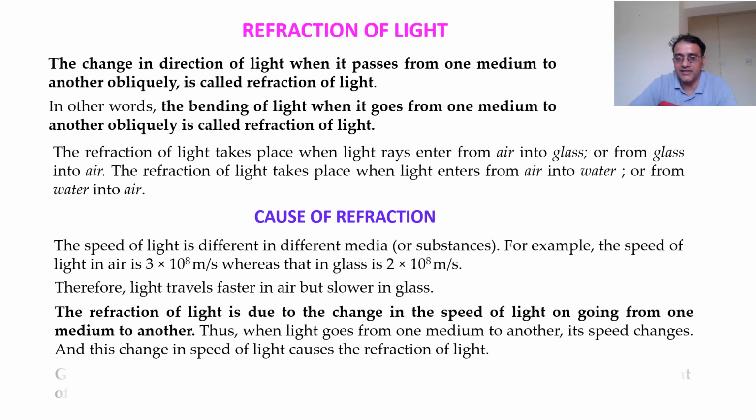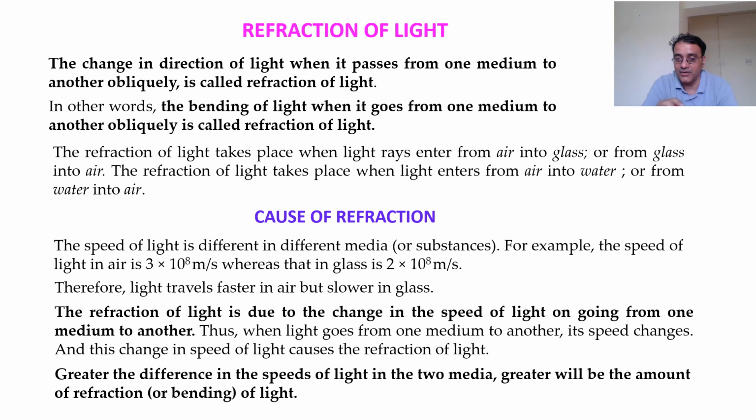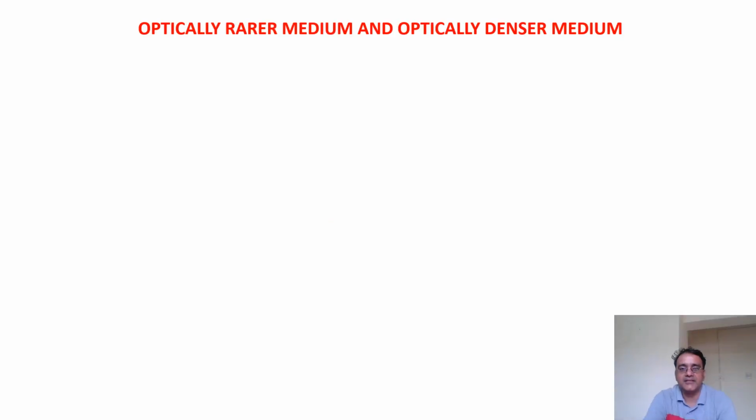So now we'll move towards the next topic. This is also a very important point. The greater the difference in the speeds of light in the two mediums, the greater will be the refraction, the greater will be the bending of light. Here, between 3 into 10 to the power 8 and 2 into 10 to the power 8, the difference is only 1 into 10 to the power 8, but if the difference is more, the bending of light will be more. Now we'll move towards the next topic, that is optically rarer medium and optically denser medium.